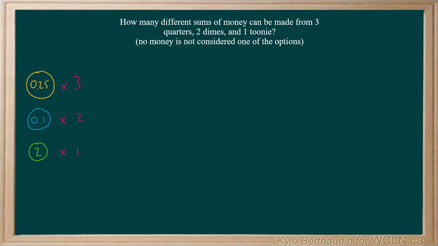How many different sums of money can be made from 3 quarters, 2 dimes, and 1 toonie? We're going to be using the fundamental counting principle to solve this question, but first let's slow down and focus on each of our coins for a moment.